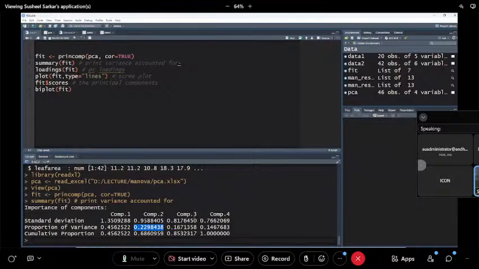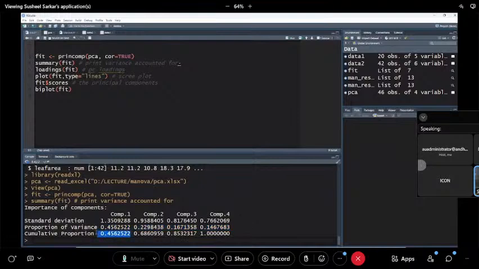Component 3 is explaining 16.71% of variability, and component 4 is explaining 14.68% of variability. And if we add up all four, this will become 1. That we can see here.